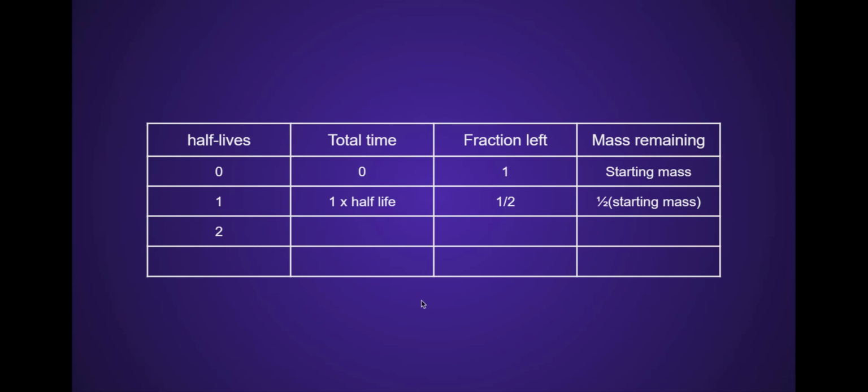Okay, next row, 2 half-lives. Total time is going to be 2 times the half-life. Fraction remaining is going to be half what we had 1 half-life ago, so 1/4. And the mass remaining is going to be half what we had 1 half-life ago, so 1/4 the starting mass. 3 half-lives. Time that has passed is going to be 3 times the half-life. The fraction remaining is going to be half what we had 1 half-life ago, so 1/8. And the mass is going to be 1/8.